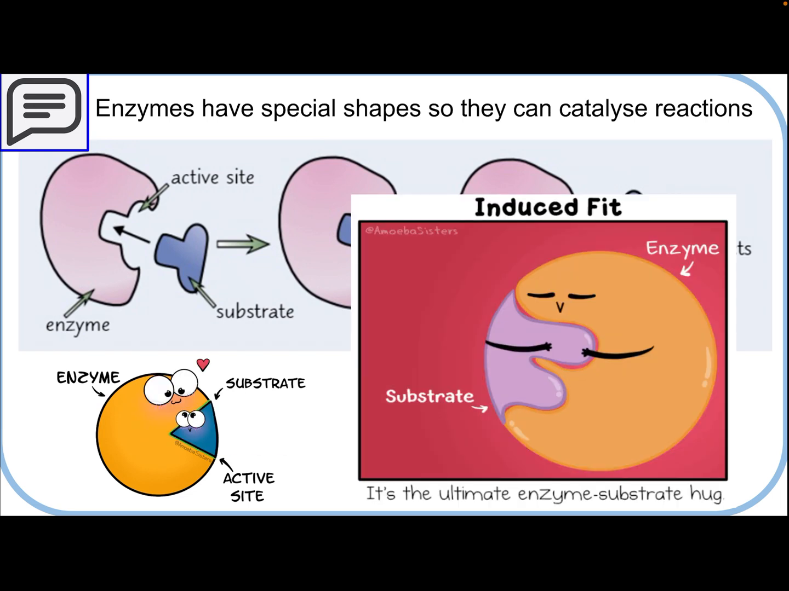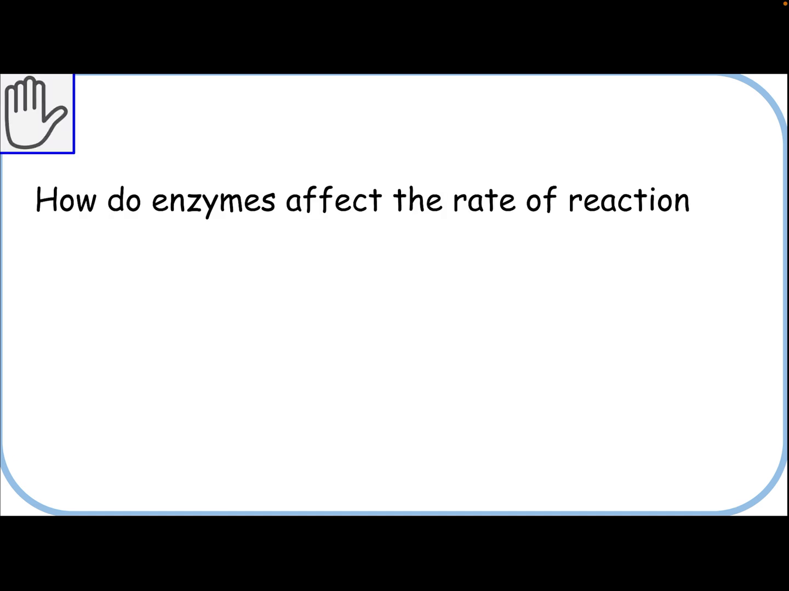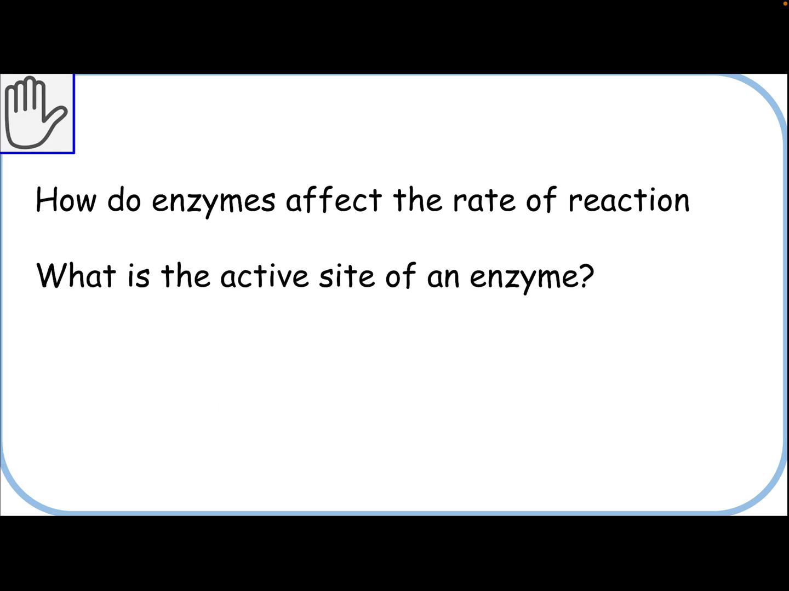In reality, the active site changes shape a little as the substrate binds to it to get a tighter fit, and this is called the induced fit model of enzyme action. So a few questions. How do enzymes affect the rate of reaction? Enzymes will increase the rate of reaction because they act as biological catalysts. What is the active site of an enzyme? The part of an enzyme the substrate fits into is called the active site.